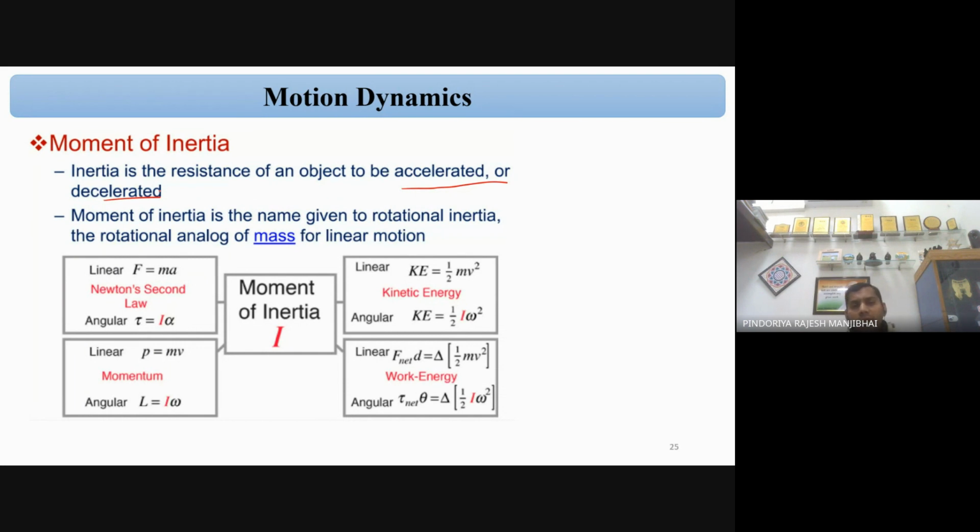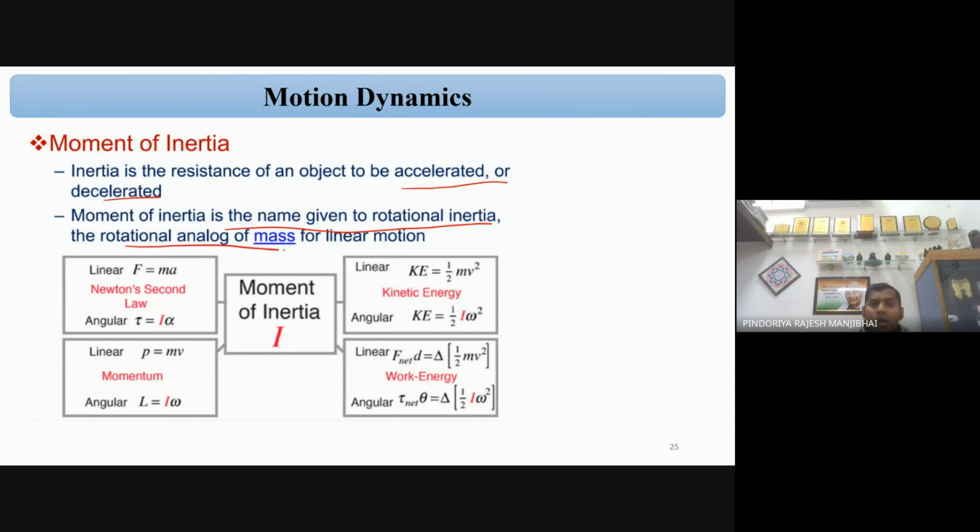Every body has a mass, correct? Maybe my weight is 60 kg, another student's weight is 70 kg, 60 kg, 50 kg. So there is an inertia, correct? Every system has inertia, so we can say the body mass. Moment of inertia is the name given to the rotational inertia, correct?